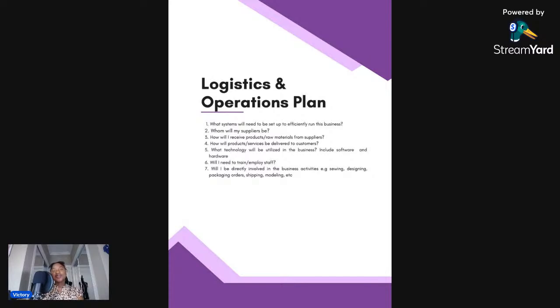Also, this last question is so important. I could talk about this all day because I'm still learning this in real time, but you need to be clear about which business activities you're going to be directly involved in. So, if you're a fashion designer, you're a tailor, are you going to be sewing every single fabric? Are you going to be sewing every single style? Is that something that you're willing to do? Is that something that you have the time to do? Is that something that you're skilled at doing?